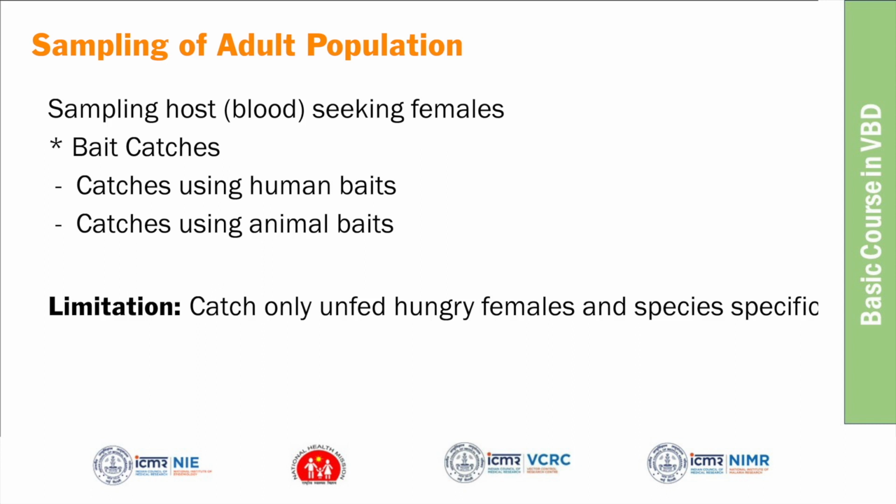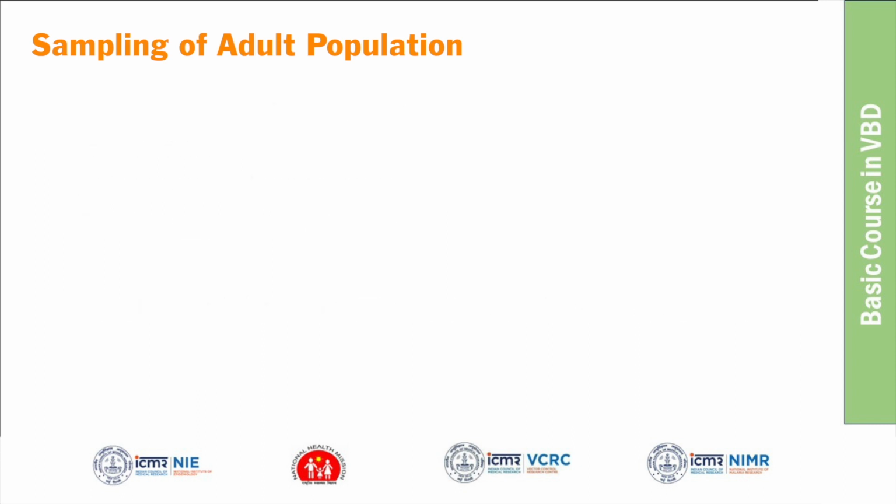First we will see sampling the host seeking females. There are two methods used, because for that you have to engage a bait. There are two types of baits. One is you can use the human bait. Another one is you can use the animal bait. But the limitation is that host seeking means only the unfed mosquitoes will go for taking blood meal. So these methods of sampling the adult population using baits can collect only unfed hungry mosquitoes and are species specific.